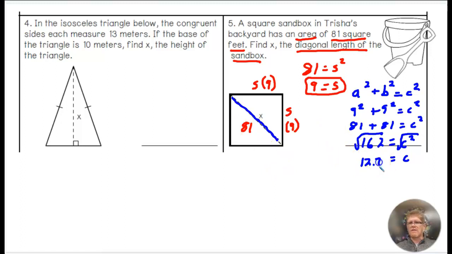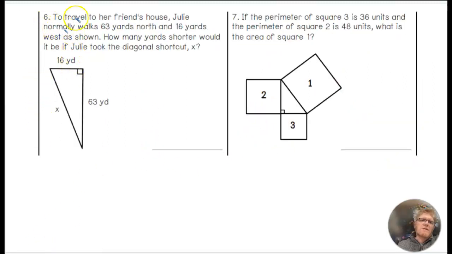12.7, if we round it to the nearest tenth. Not feet squared, mind you. This is just the length, so this is just feet. Feet squared is when we were considering this whole space inside. This is just one length. Here are two classic problems.